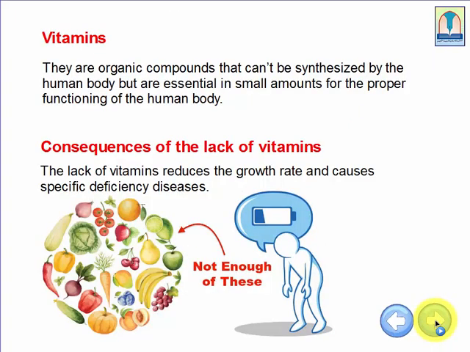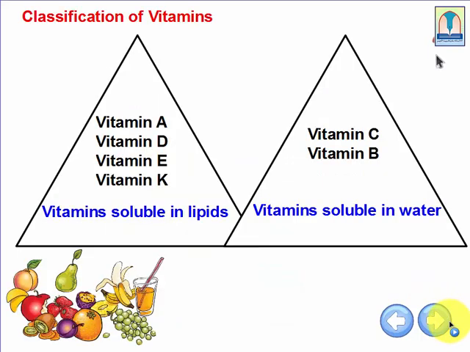Vitamins. Vitamins are organic compounds that cannot be synthesized by the human body, but are essential in small amounts for the proper functioning of the human body. The consequence of a lack of vitamins is that it reduces the growth rate and causes specific deficiency diseases. Also, we can classify vitamins into two groups.